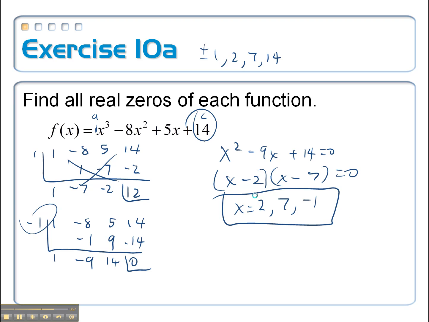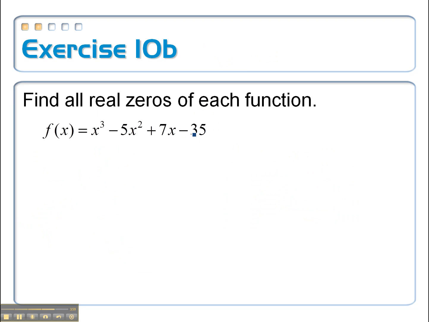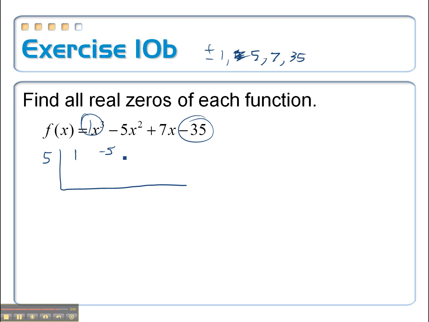Alright, one last one. So we've got 35, negative 35, divided by 1. So plus or minus 1, 5, 7, and 35. So let's just try 5. 1, negative 5, 7, negative 35. Bring down the 1, multiply, 5, 0, 0, 7, 7 times 5 is 35. Add it, I get 0, so that works.